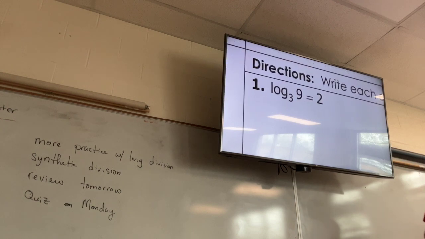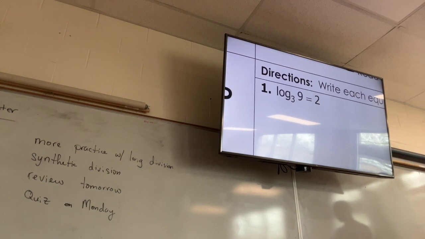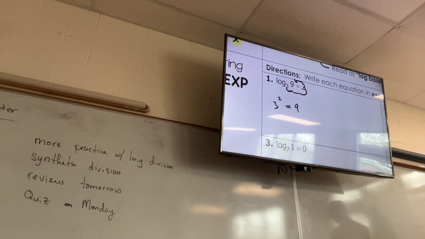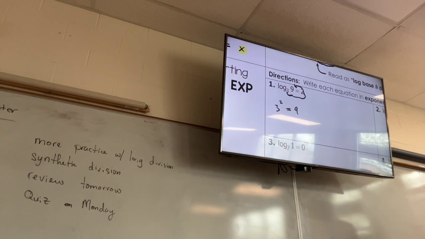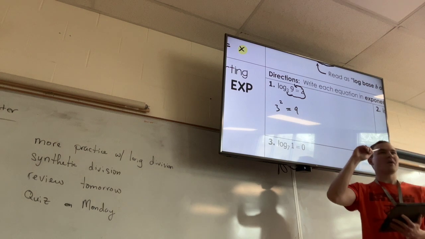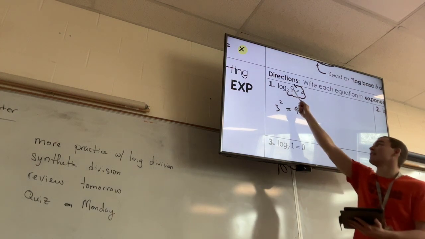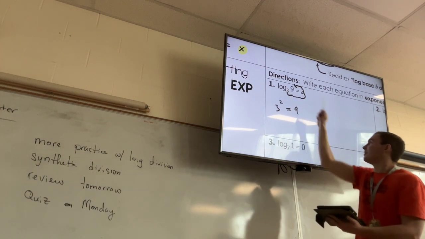So log base 3 of 9 equals 2. What they're saying here, let's do a log roll. So 3, keep going around the circle. Oh, we hit 2: 3 to the 2 equals 9. 3 squared equals 9. That's what they're saying. They're saying if I were to ask you, what number do I raise 3 to get 9? That equals 2.